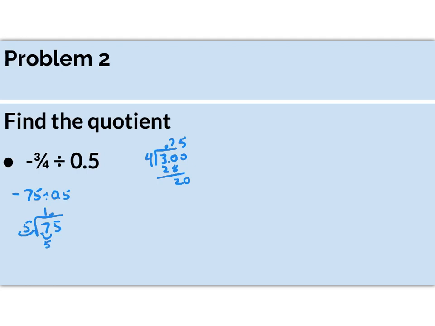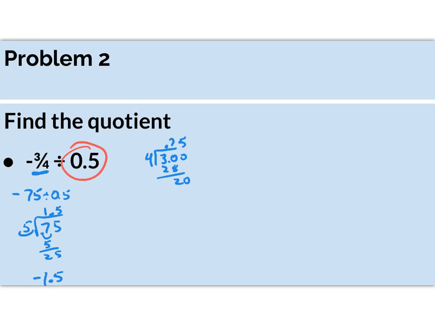once times 5 is 25. So we got negative 1.5. Okay, so now we've converted this one into a decimal. And so now I want to do it the opposite way.